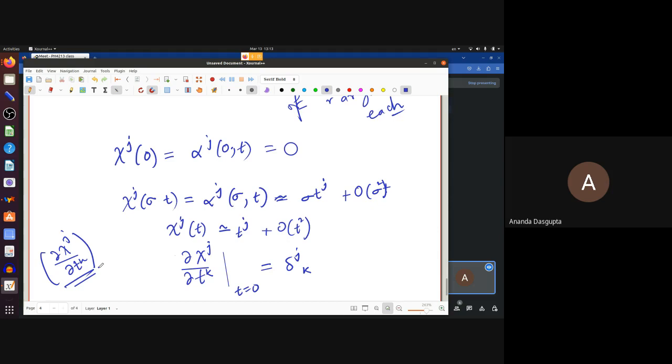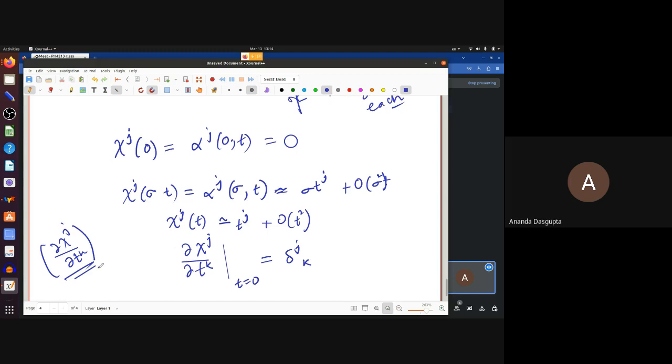Again, all I'm using is smoothness. If a matrix is invertible at a particular point, it has to stay invertible in a region around that point. A non-zero value cannot jump to 0 immediately. In other words, the determinant of the matrix cannot change from 1 to 0 immediately. It has to go through a distance. So in between, you will have an invertible del chi j del t.